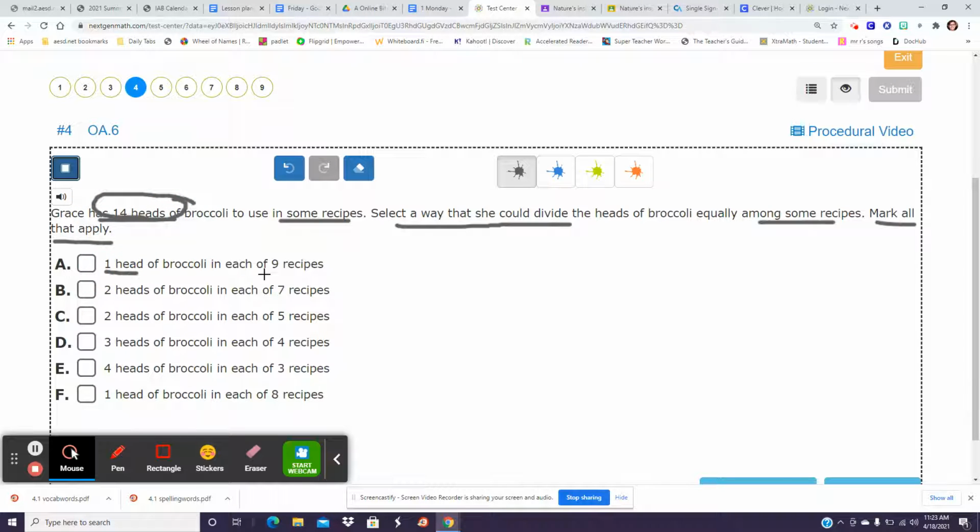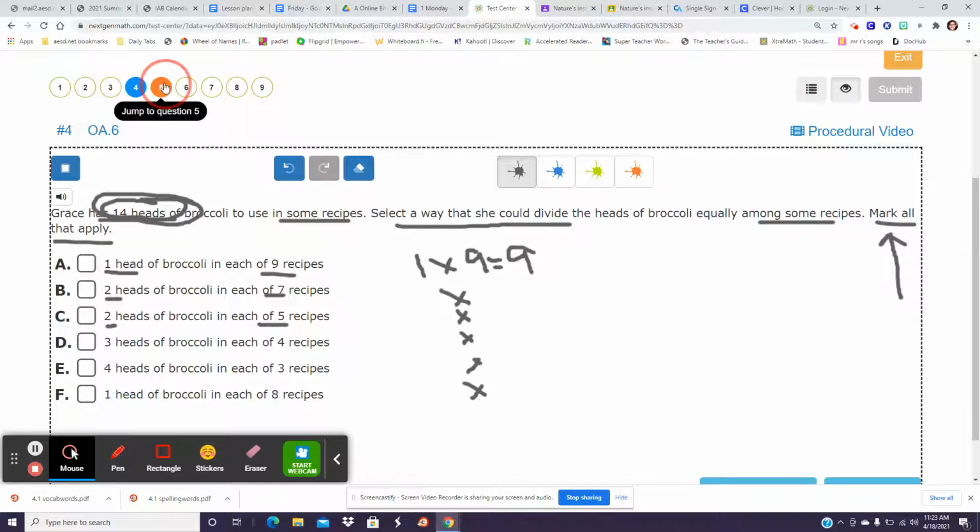So for the first one, if she used 1 head of broccoli in 9 recipes, that would mean 1 broccoli for 9 recipes is 1 times 9. That's only 9. So that will not work. So you need to go through these, multiply to figure out which ones will work and which ones will not work. You want 14 heads of broccoli, so your answer has to be 14, and then you can click it. You could have more than one answer because it says mark all that apply.